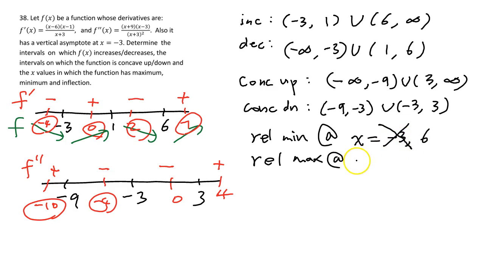And relative max, we see here that at 1 it's going up and then down, so x equal to 1 is relative max. Okay, for the inflection points, let's again be careful not to include -3. There is definitely a change in concavity before and after negative 9 and 3. So inflection points at x equal to negative 9 and then 3.